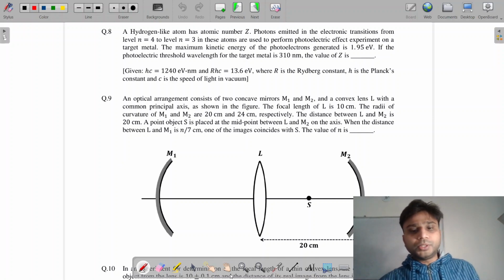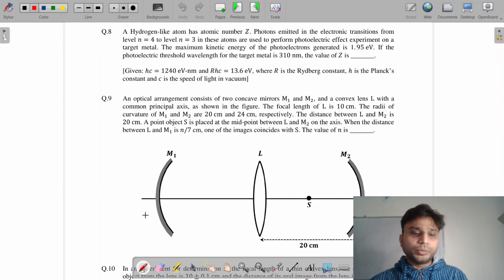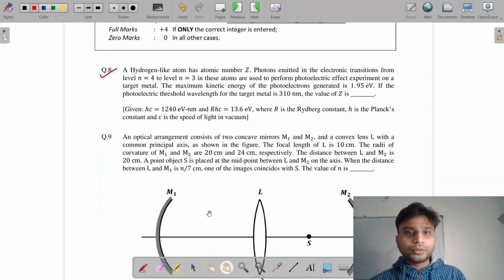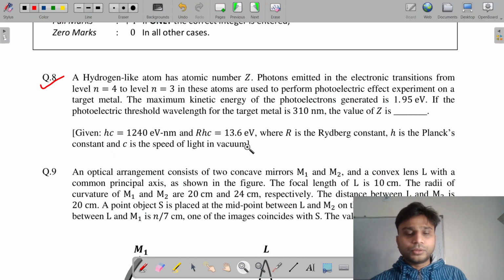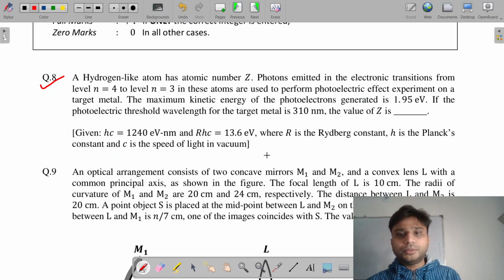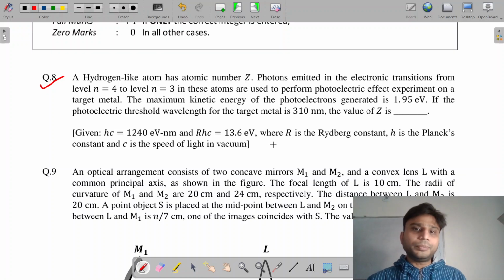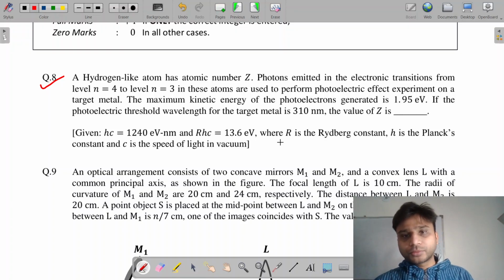Welcome everyone to question number 8. This came in JEE Advanced 2023. The question is about a hydrogen-like atom. It's a combination of Bohr's model of the hydrogen atom and the photoelectric effect. As such, the question is pretty straightforward.